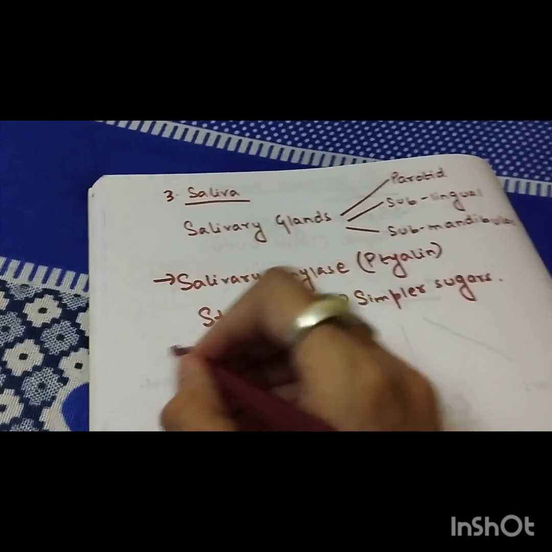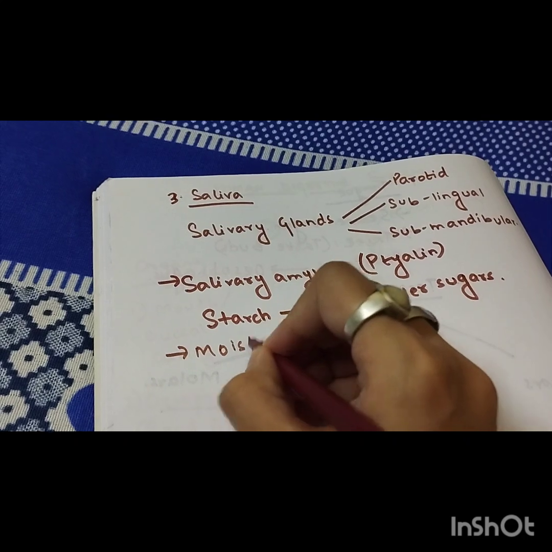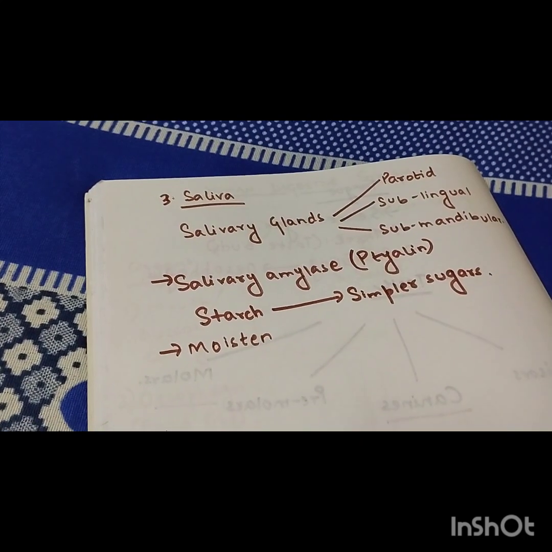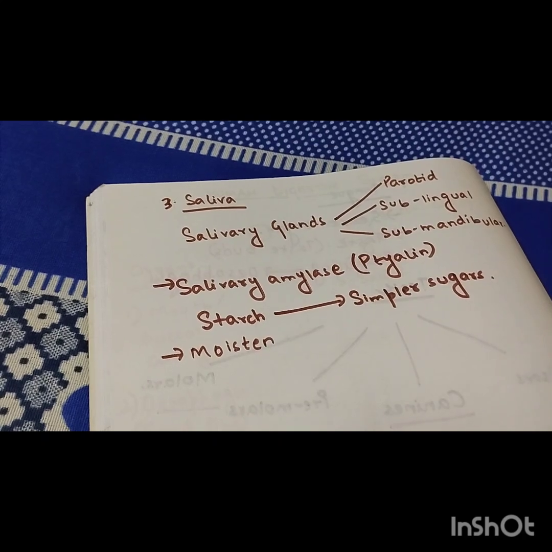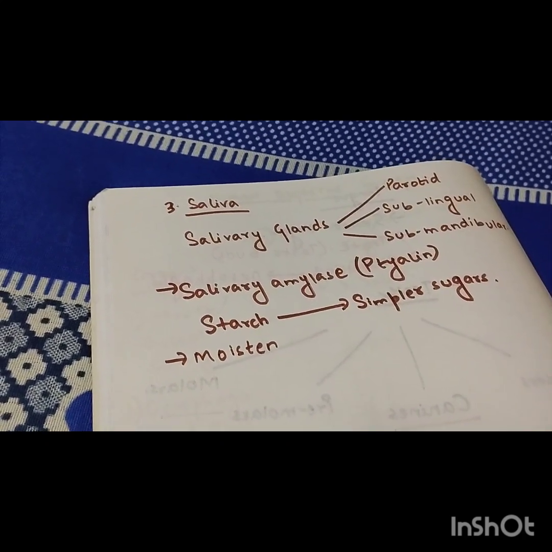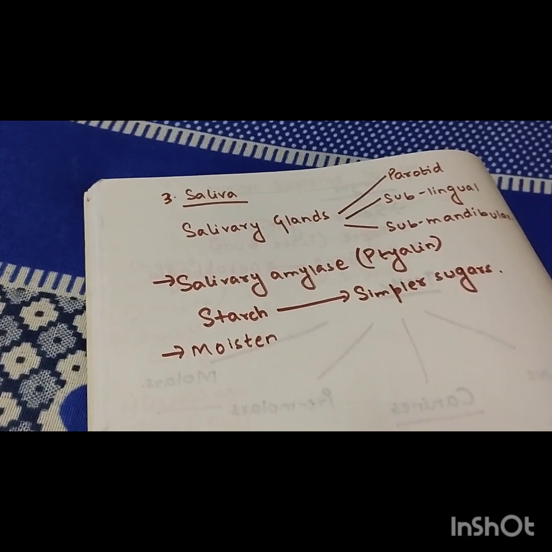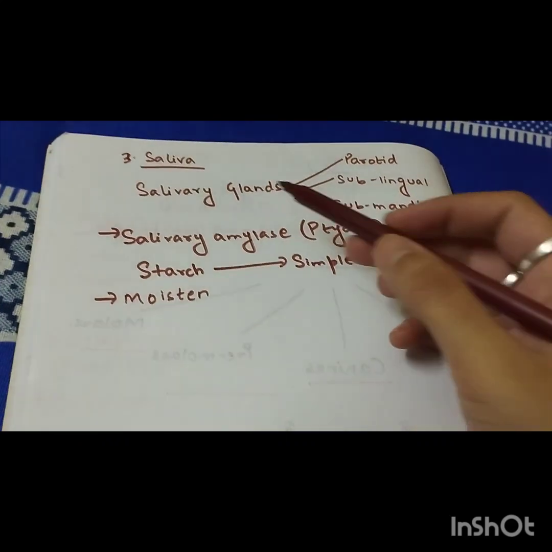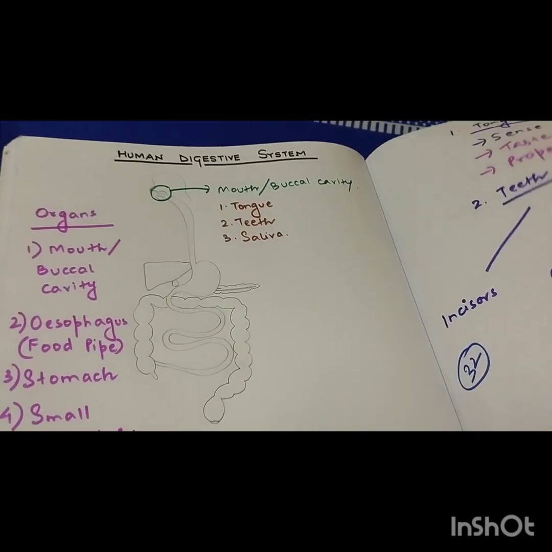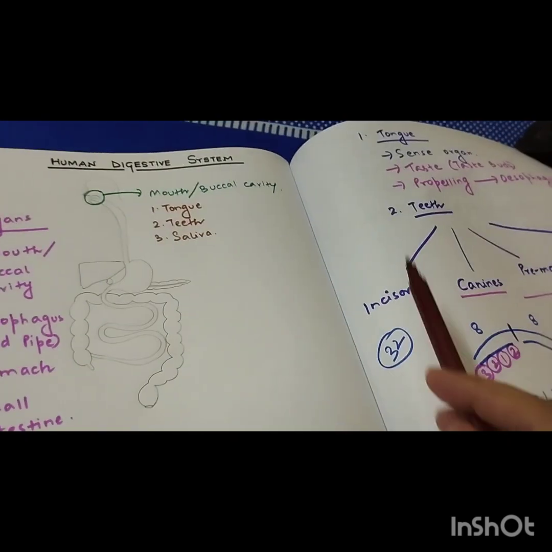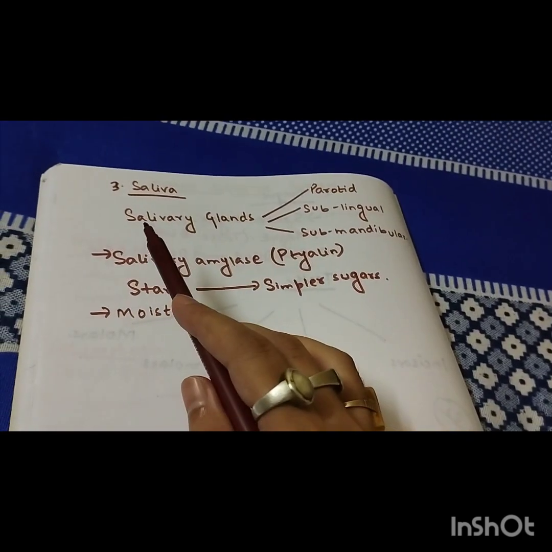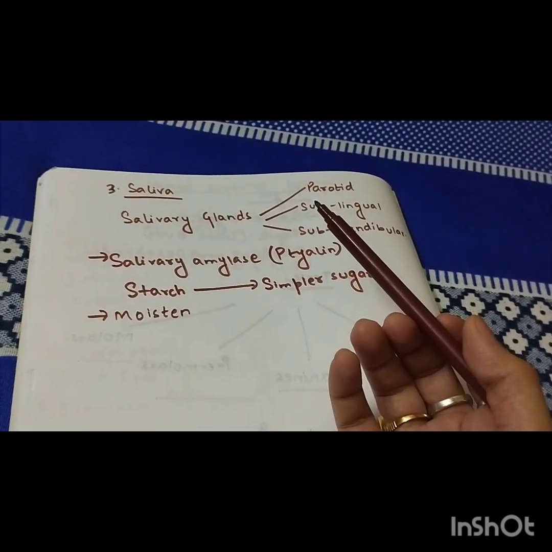Saliva also helps to moisten and soften the food so that it doesn't get stuck in our esophagus, and it helps in proper and smooth mixing of the food inside our mouth. So I hope all of you understood the functions of what takes place in the mouth, starting from teeth, tongue, and then the saliva. The rest we'll talk about in the next video.